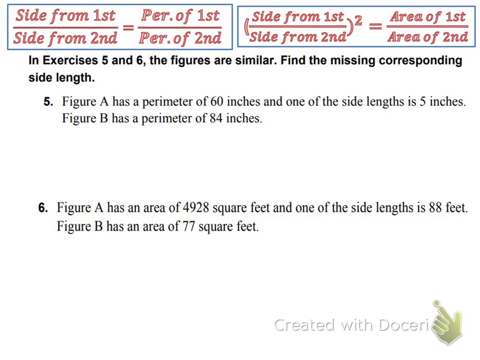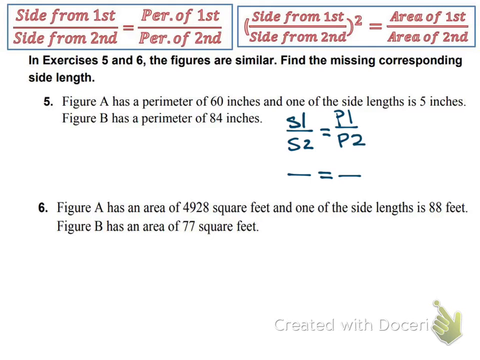The figures are similar. We're going to find the missing corresponding length. We're going to use the formulas to do that. Which formula are we going to use for the first question? The perimeter. This is perimeter. So we're going to use the perimeter. So side 1 over side 2 is equal to the perimeter of the first over perimeter of the second.